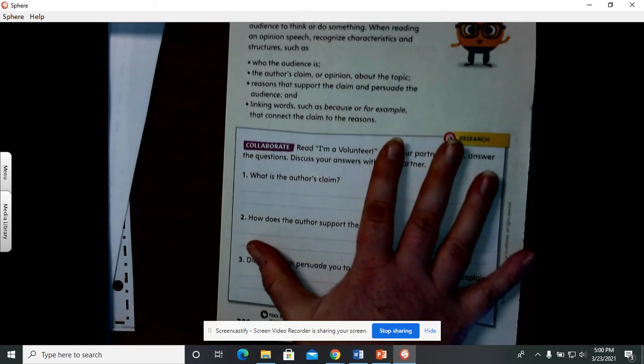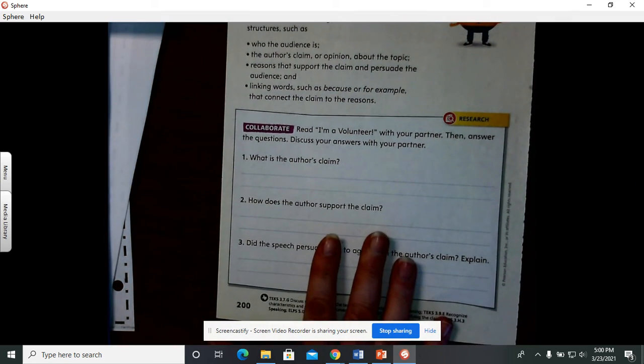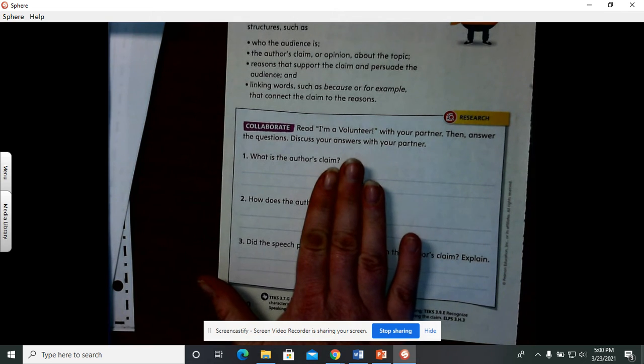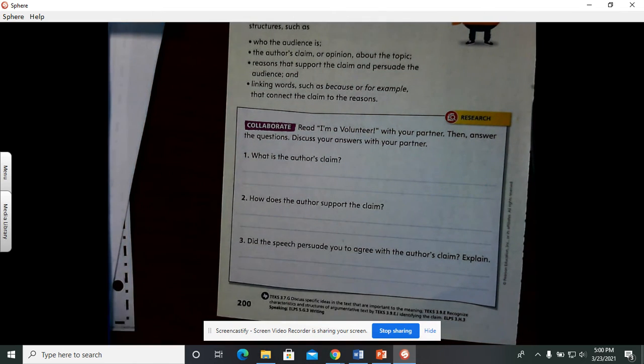Okay, so turning to page 200 in your language book, 3.2, you're going to look at this and answer these questions. Like, what is the author's claim? Again, when you see author's claim, think about what is the author's opinion within that story.